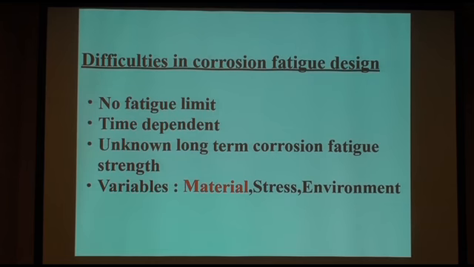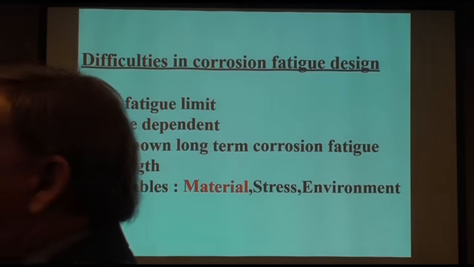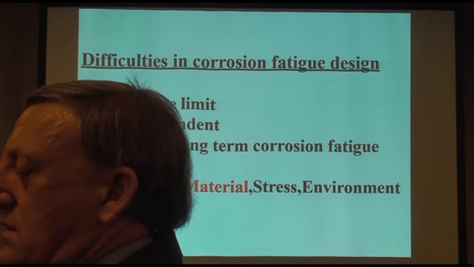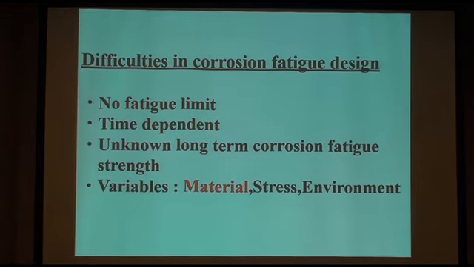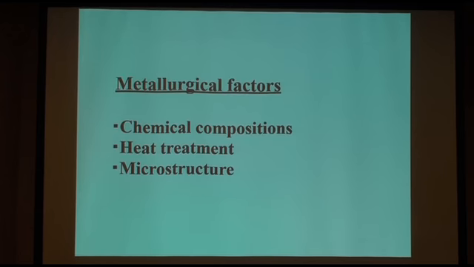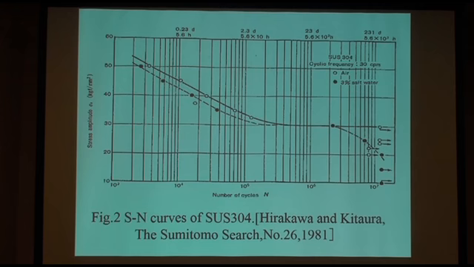And of course we have three variables. One is material, the second is stress, and the third is environment. Today I'd like to focus on the material: the metallurgical factors, the chemical compositions, heat treatment and microstructure for stainless steels.